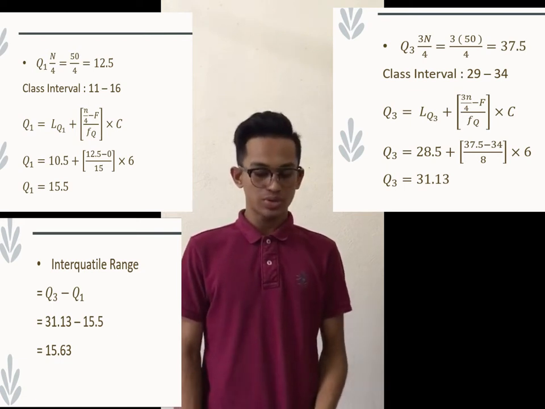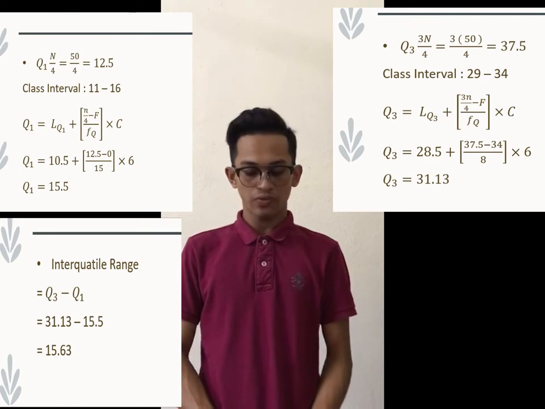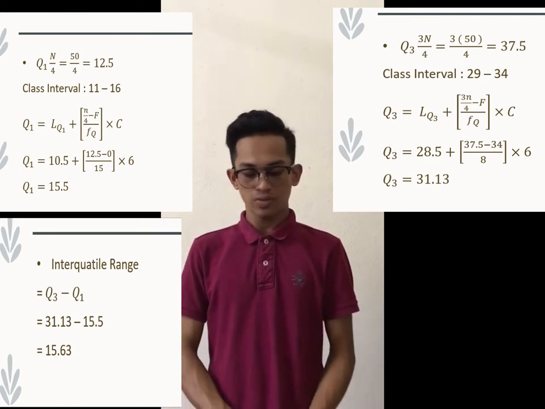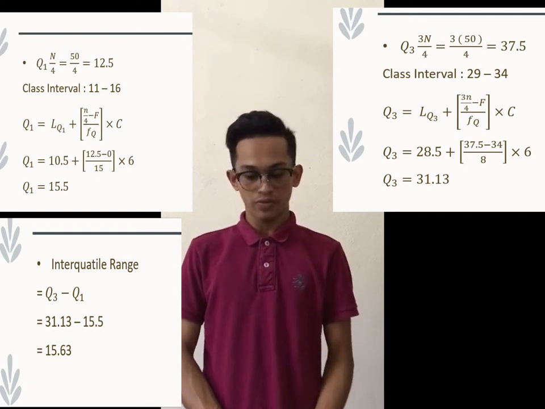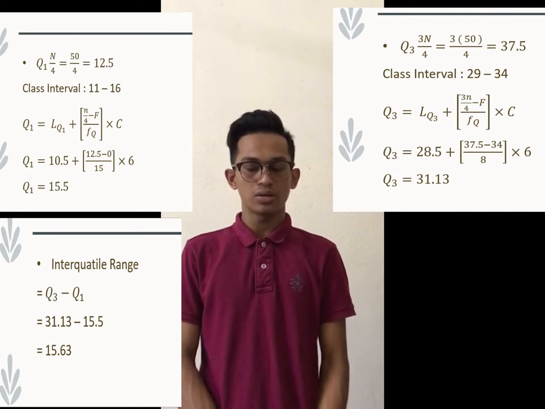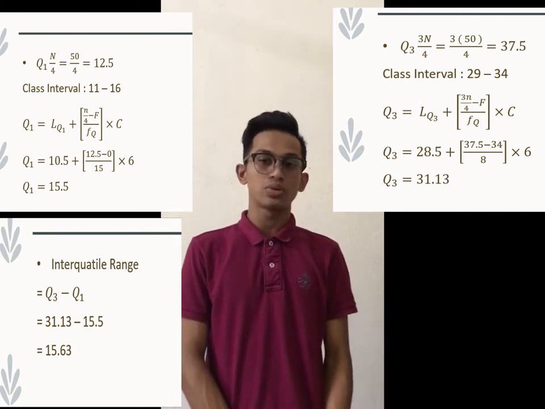12.5 minus 0 per 15 and multiply 6 and get 5, only 5. So we must add 5 plus 10.5. So for Q1, I get 15.5. Okay, next Q3.